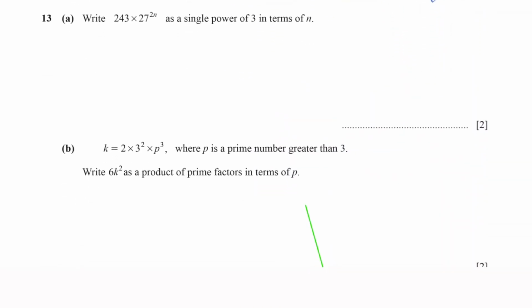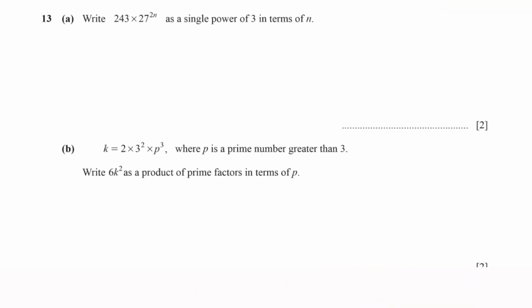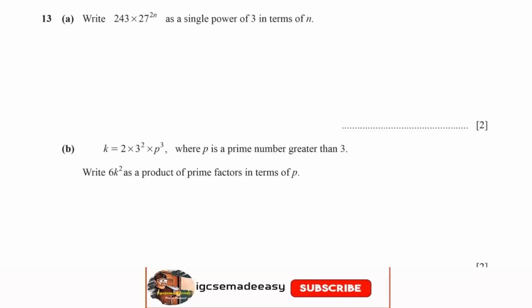Okay, let's move on to question number 13. Question number 13. Write 243 into 27 raised to power 2n over 9 into 3 raised to power n as a power of 3 in terms of n. So okay, we have to make a single power of 3.